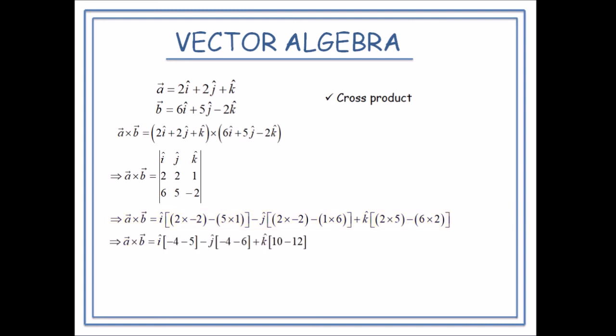So after solving it, we get A vector cross B vector, which is equals to i cap, and we have just simplified the terms. So at last we are going to get A vector cross B vector, which is equals to minus 9 i cap plus 10 j cap minus 2 k cap. Okay.